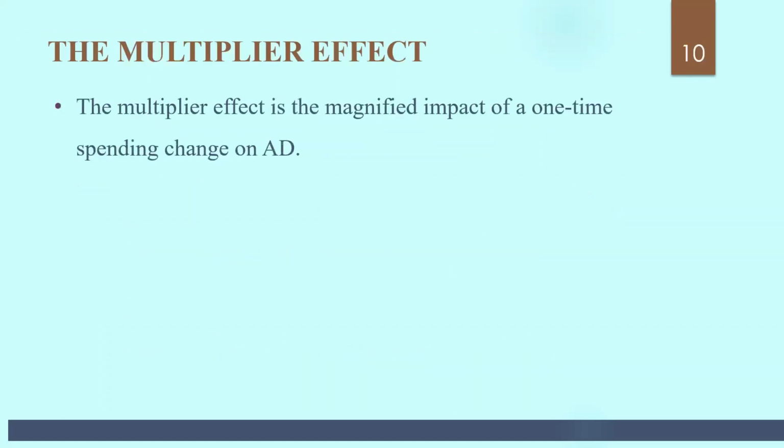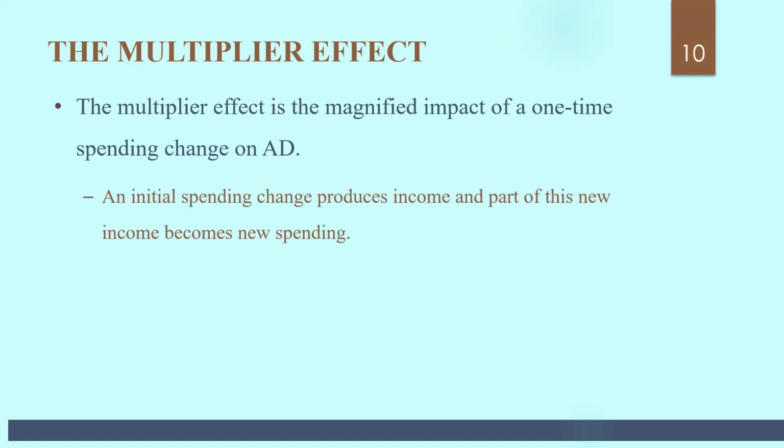The multiplier effect. The multiplier effect is the magnified impact of a one-time spending change on aggregate demand. An initial spending change produces income, and part of this new income becomes new spending, like we talked about. The government looks at which multipliers are largest and then invests in those things because it's going to generate the most net benefit.